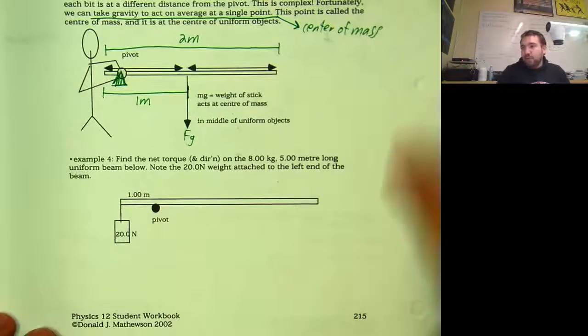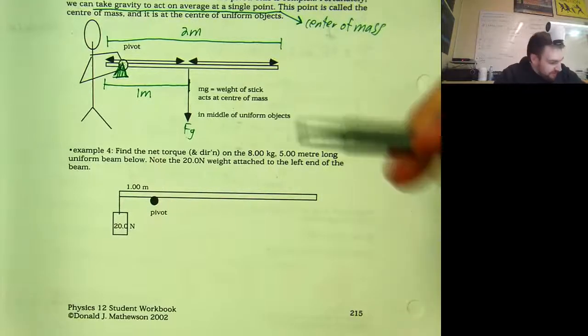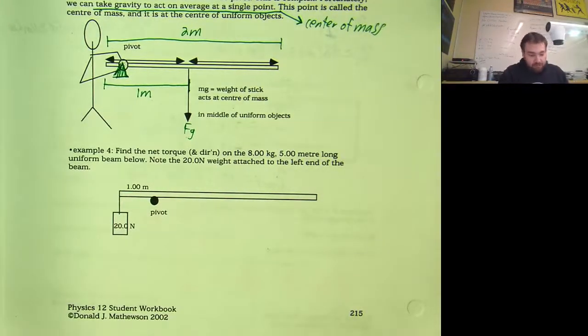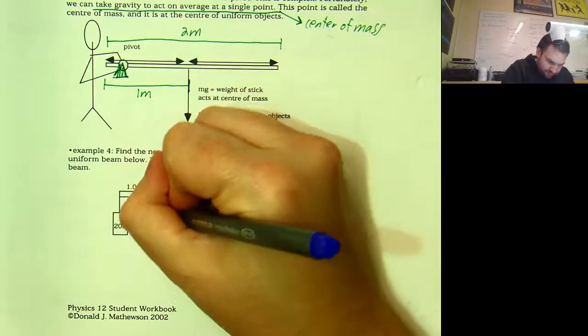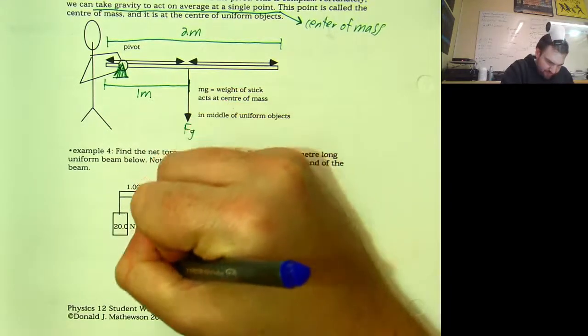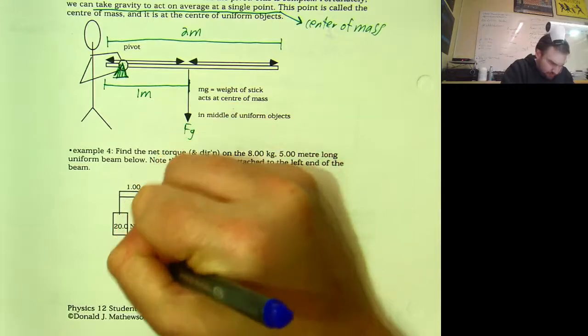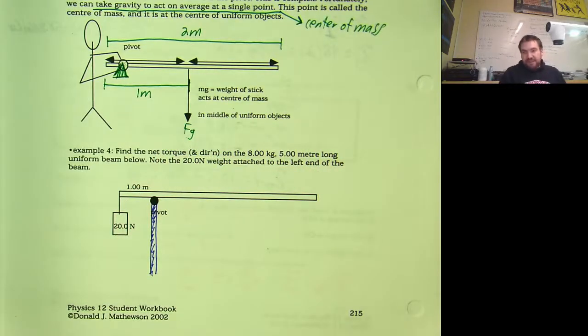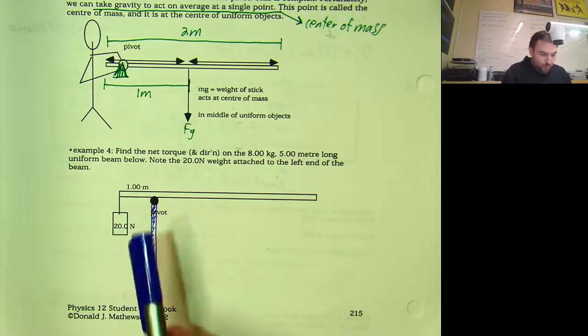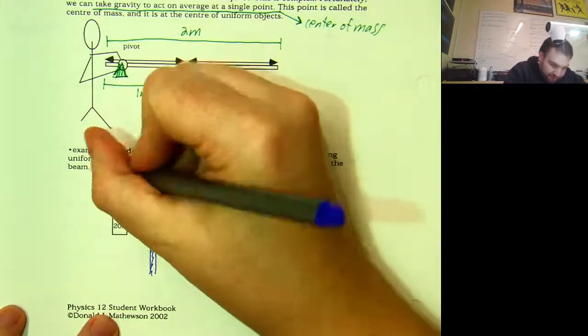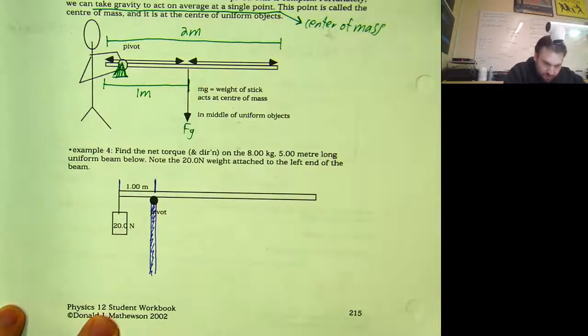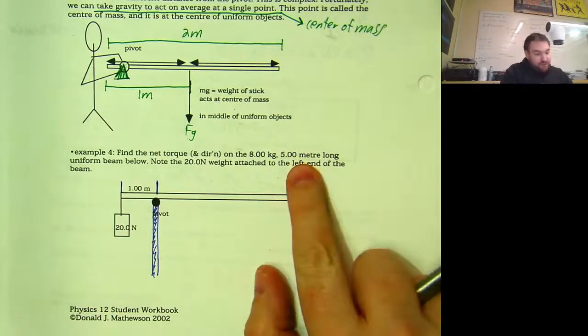So, let's look at this example. I want to find the net torque for an object that looks like this. This could be a crane. I don't know. Let's say it is a crane. Okay, so there's my structure. That's where this thing is going to pivot from. I've got a 1 meter distance from here to here. We're told that this thing is 5 meters long.